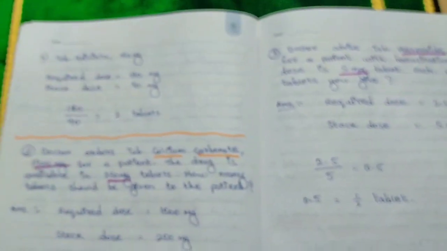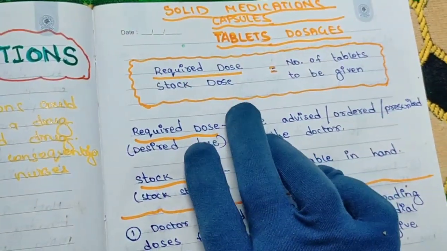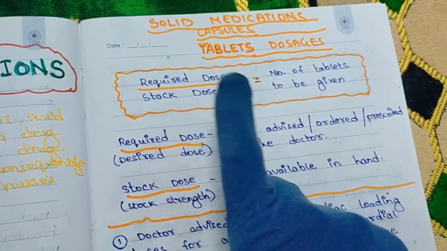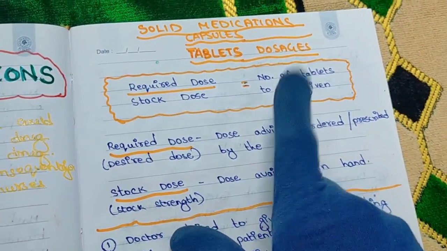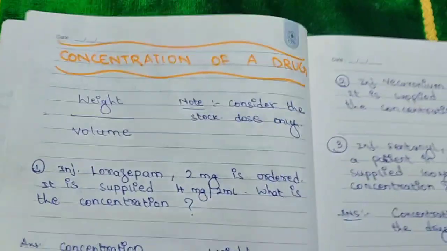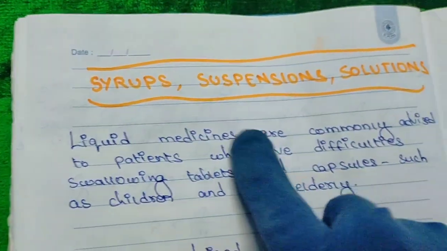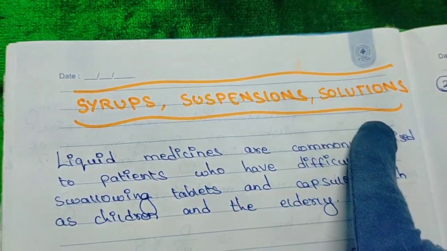So this is how we are going to calculate when we have solid medications, that is tablets or capsules. Required dose by stock dose is equal to the number of tablets to be given. Then some medicines are available in liquid form, and it can be syrups or suspensions or solutions.